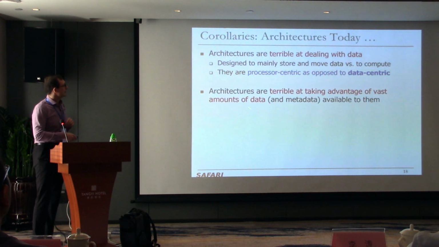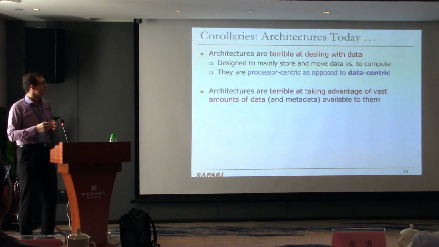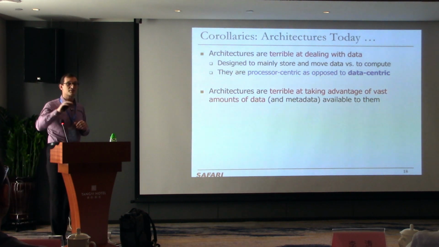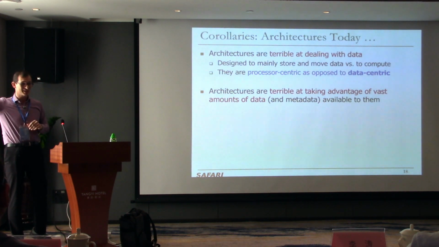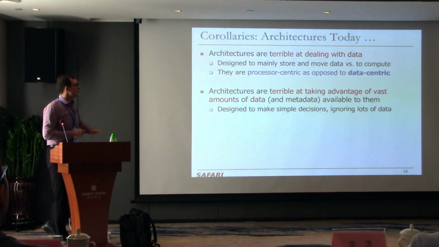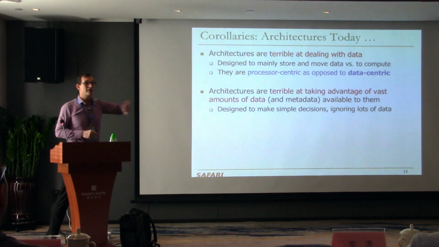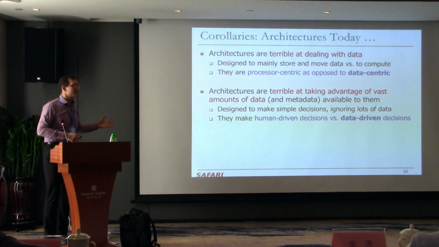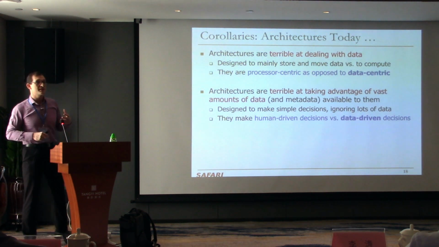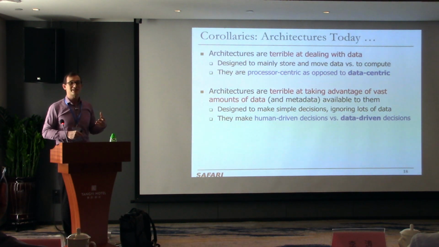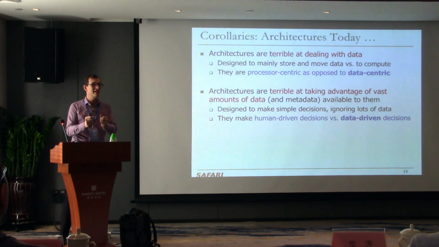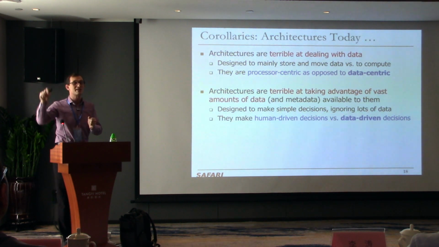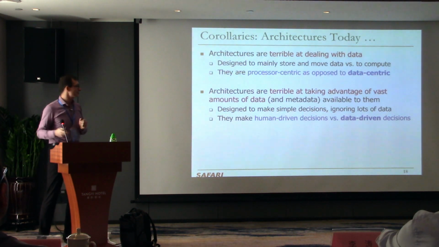The second corollary is that today's architectures, again, are not good at taking advantage of vast amounts of data and metadata that they see over the course of seconds, milliseconds, years, decades. They're designed to make very simple decisions, ignoring lots of data, because the decisions are made in a human-driven manner as opposed to a data-driven manner. Some human designs the policies and decides this is the policy, as opposed to the policy changing over time based on the data that comes into the system.